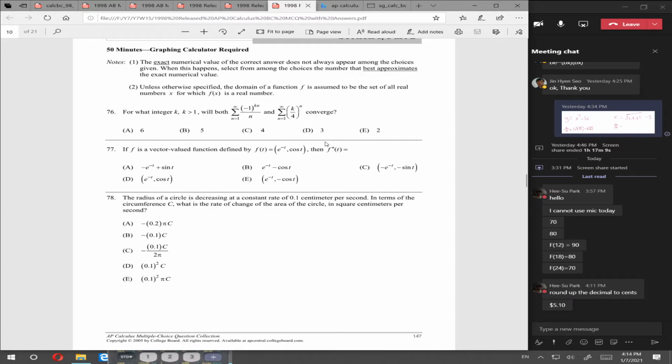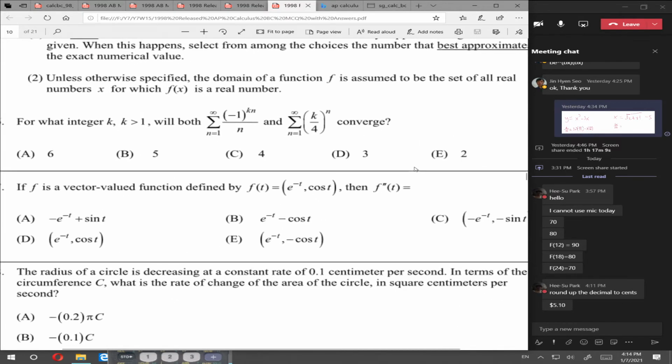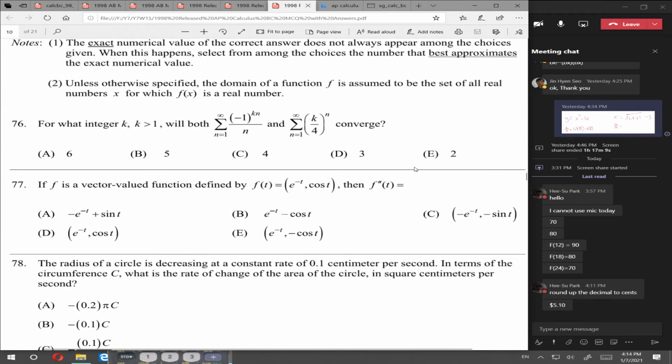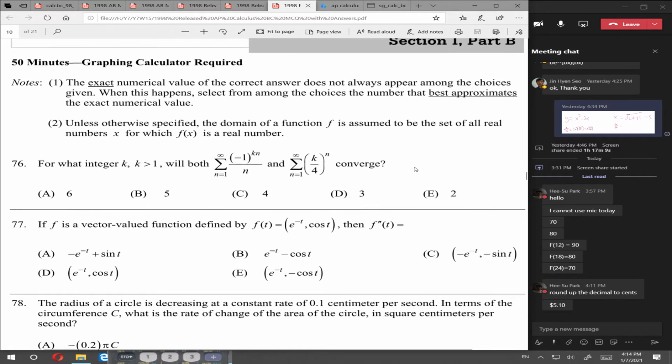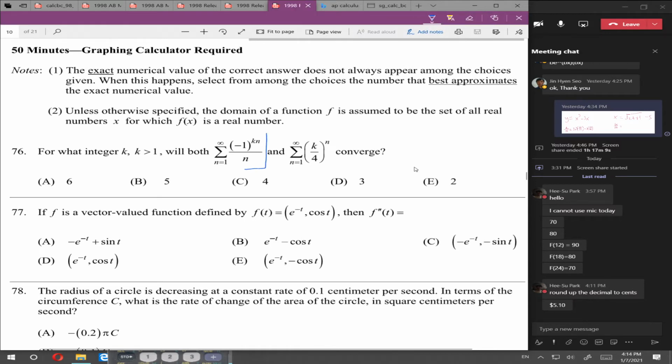Okay, so for the rest of these, we are allowed to use a graphing calculator starting with number 76. I want to know what integer would allow both of these to converge. I'm going to go integer again because this is an easier one to type. Let's take a look at the left side first. So, what values of k would allow the left side function to converge?